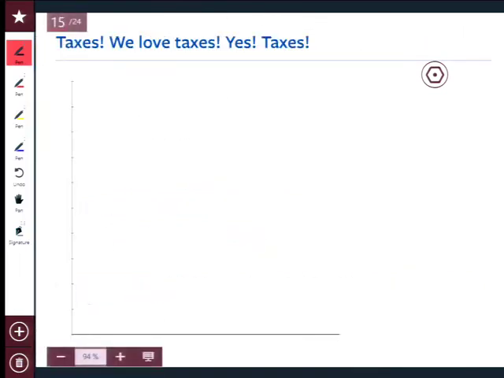So why taxes, right? I don't know if I can say taxes any more times in a slide.